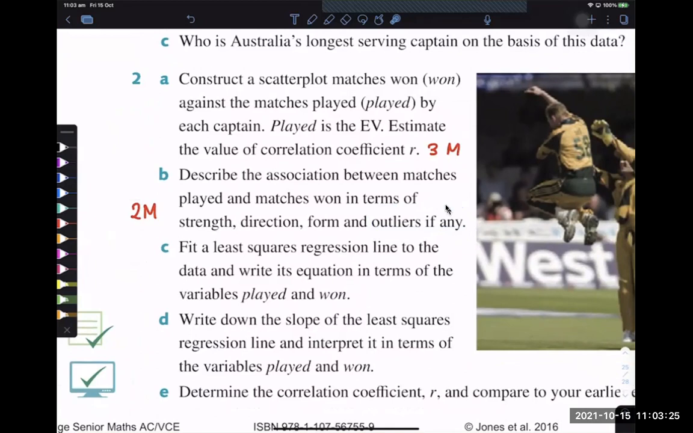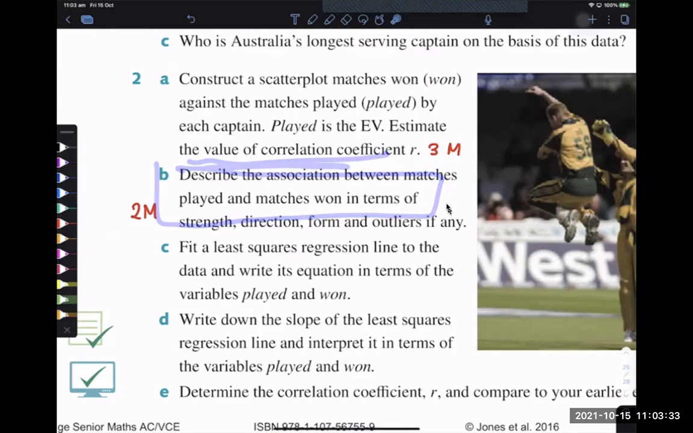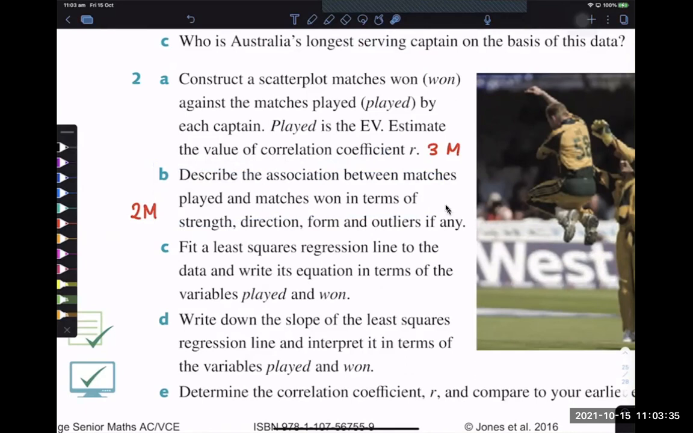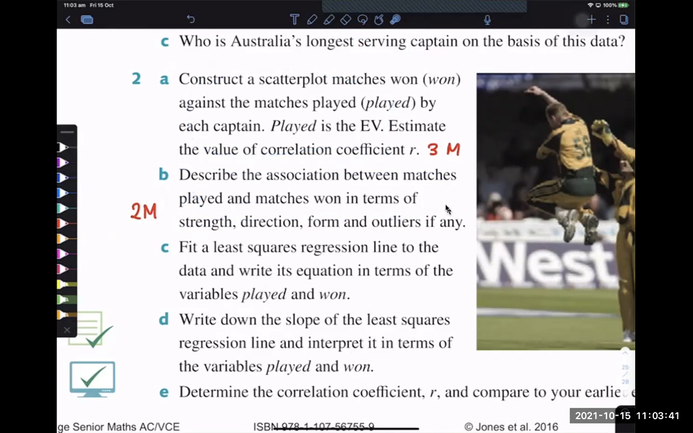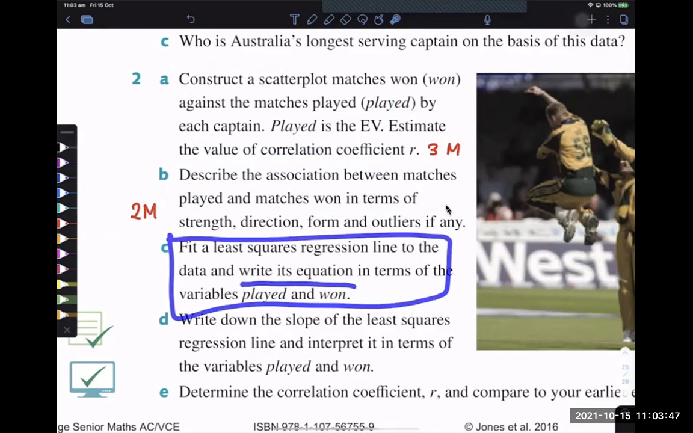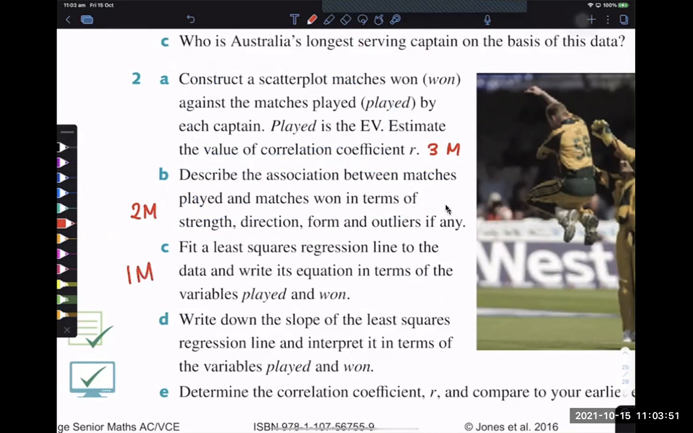Yeah. All right. So notice how here you can't answer part B unless you answer part 1. Okay. So if you can't do this first part here, you're screwed for the second bit. Fit a least squares regression line and write its equation in terms of played and won. We would give this here 1 mark.